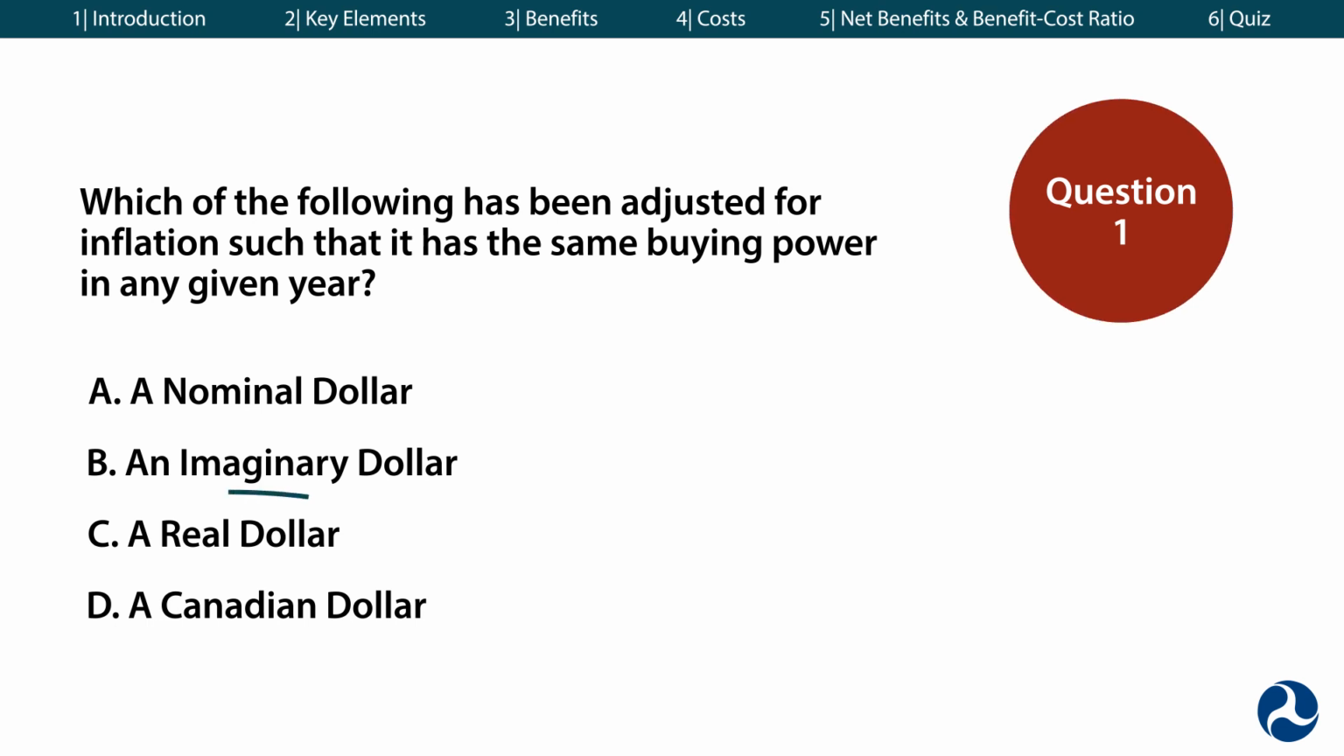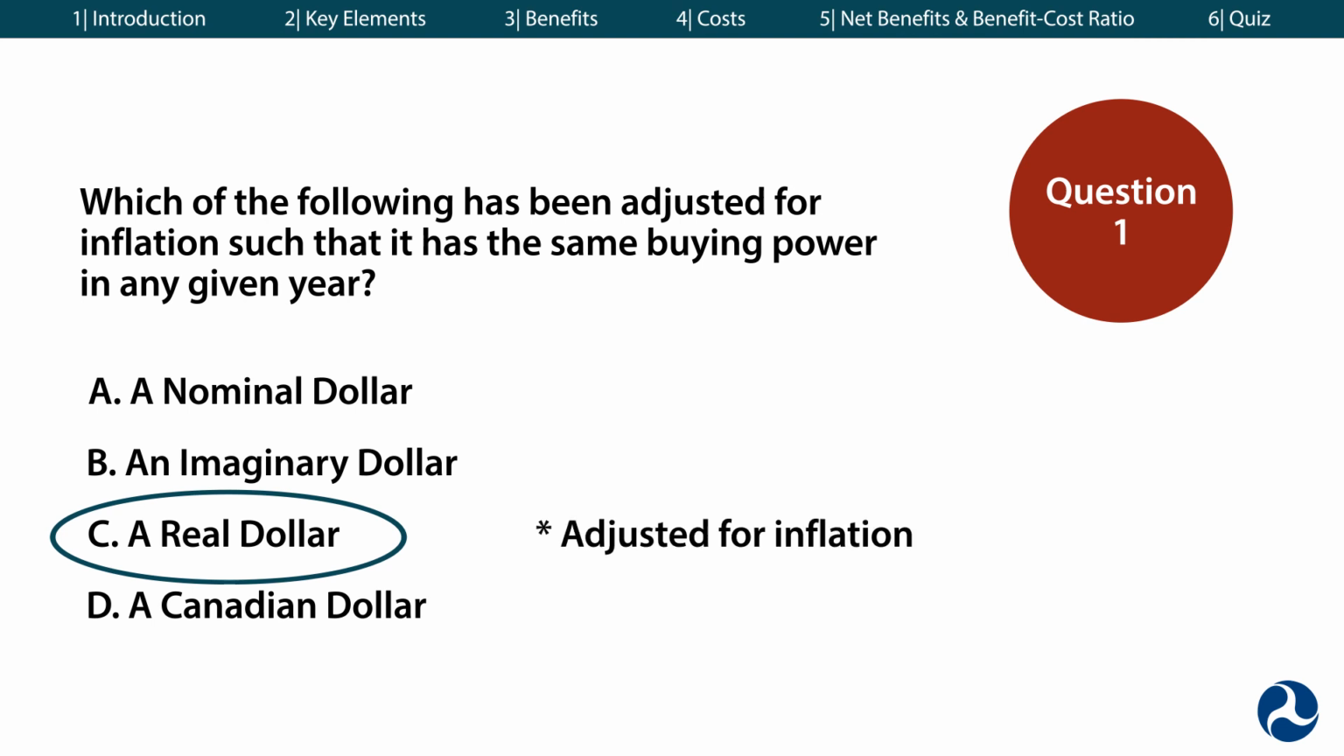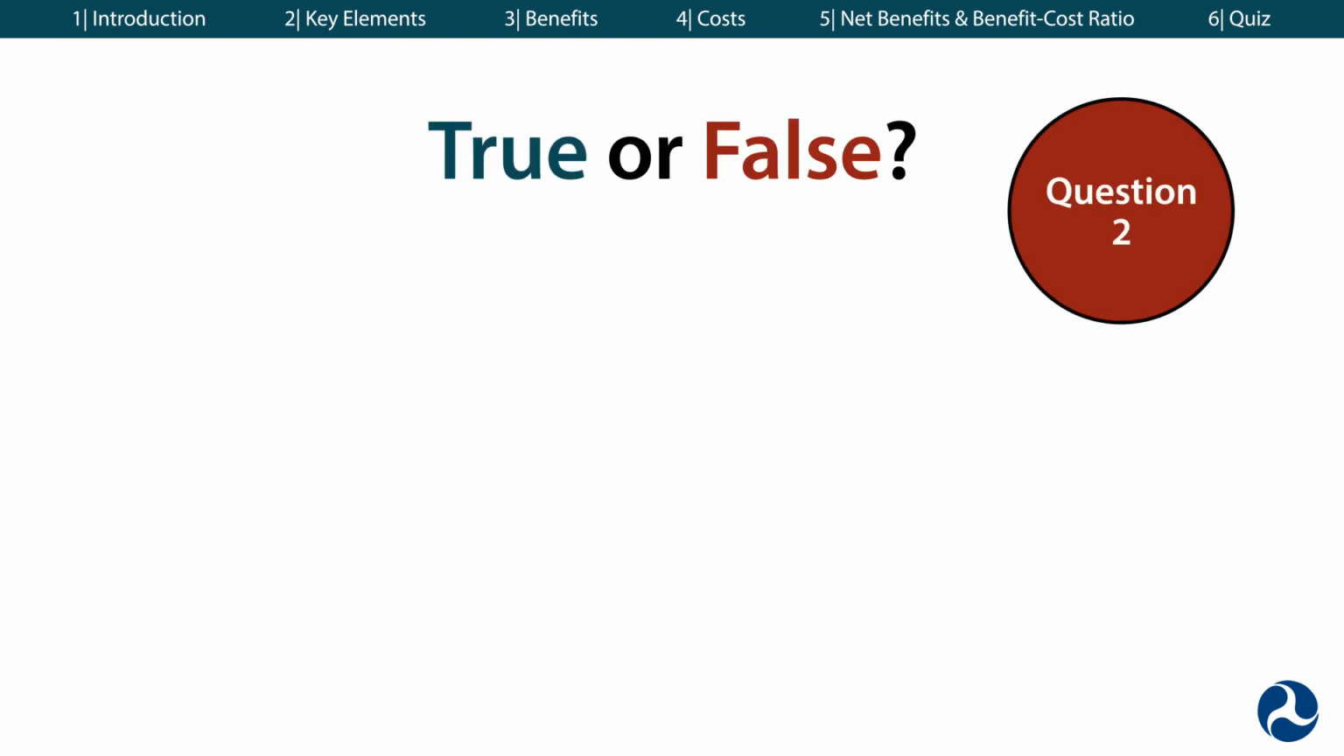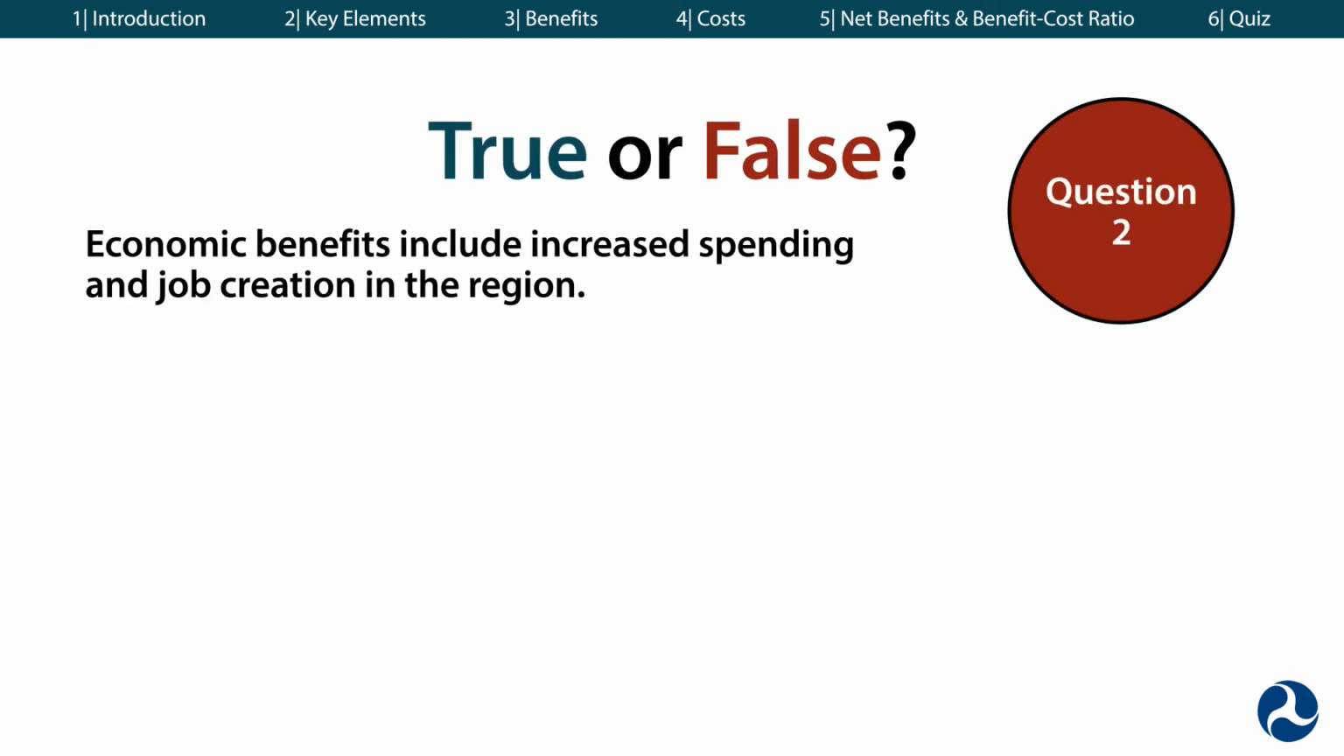The correct answer is C. Real dollars are adjusted for inflation. Nominal dollars have not been adjusted for inflation. Question 2. True or false? Economic benefits include increased spending and job creation in the region.